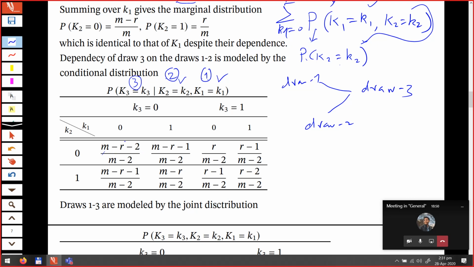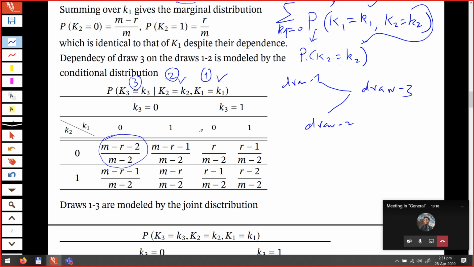For example, if I want to understand the first one, how will you understand it? Remember, K1 is 0, so the first one was a failure. K2 is 0, the second one was also a failure, and now you are also asking for a failure. K3 is failure. So minus 2 means that two failures must be subtracted. That's how it depends. Yeah?